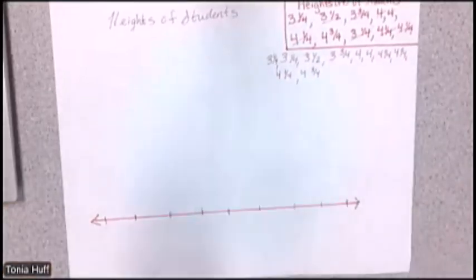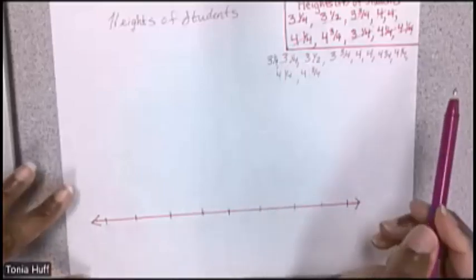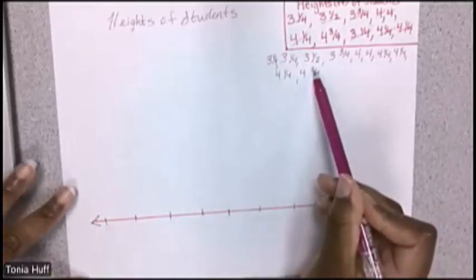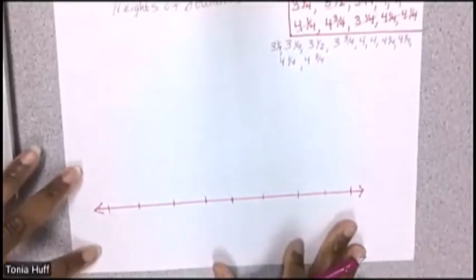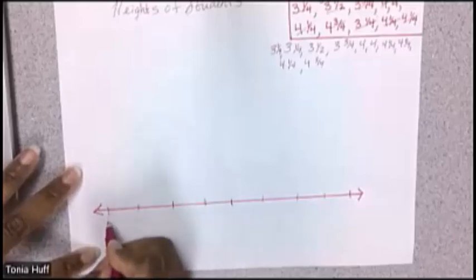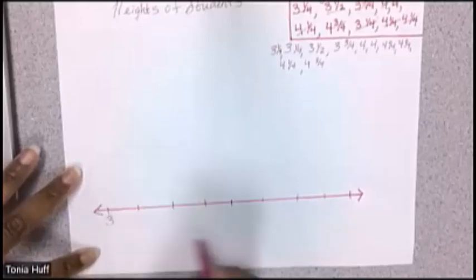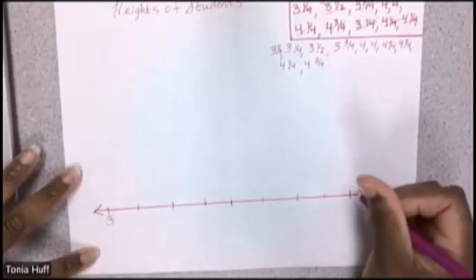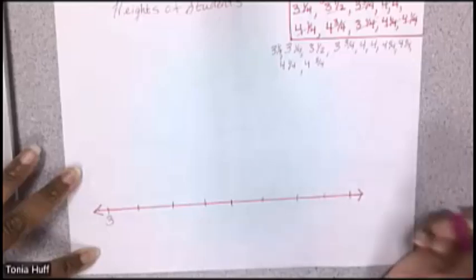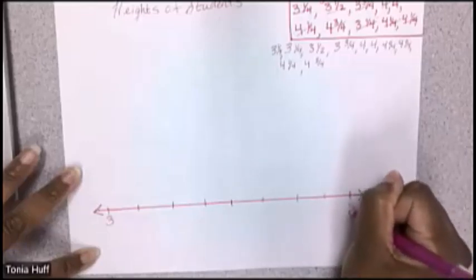Okay, so looking at my data, I can see that the shortest student would be 3 1/4 feet, and the tallest student is 4 3/4 feet. So on my number line, I am going to start off with a 3, which is going to be the smallest amount on my line plot. And then I'm going to place a 5 on this side.